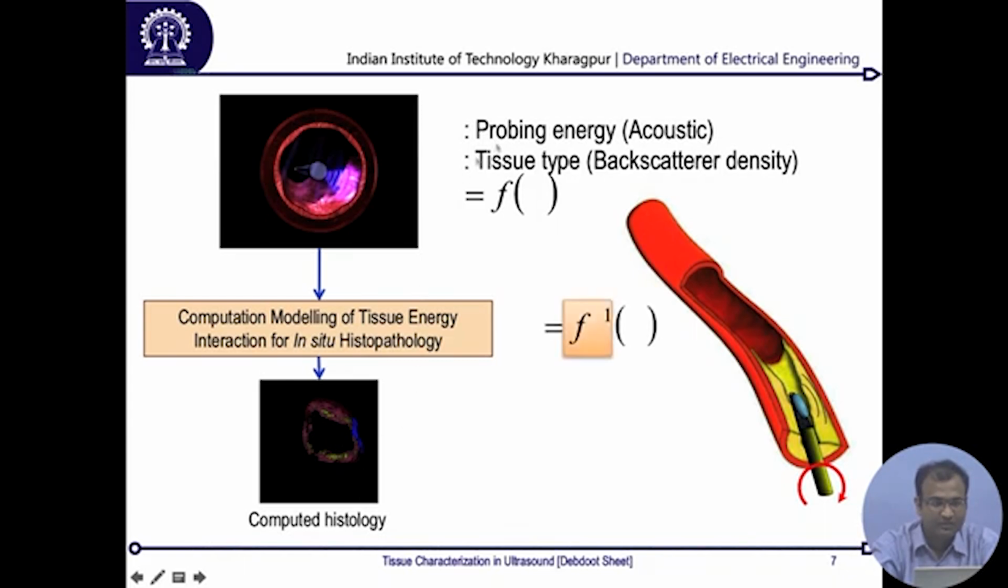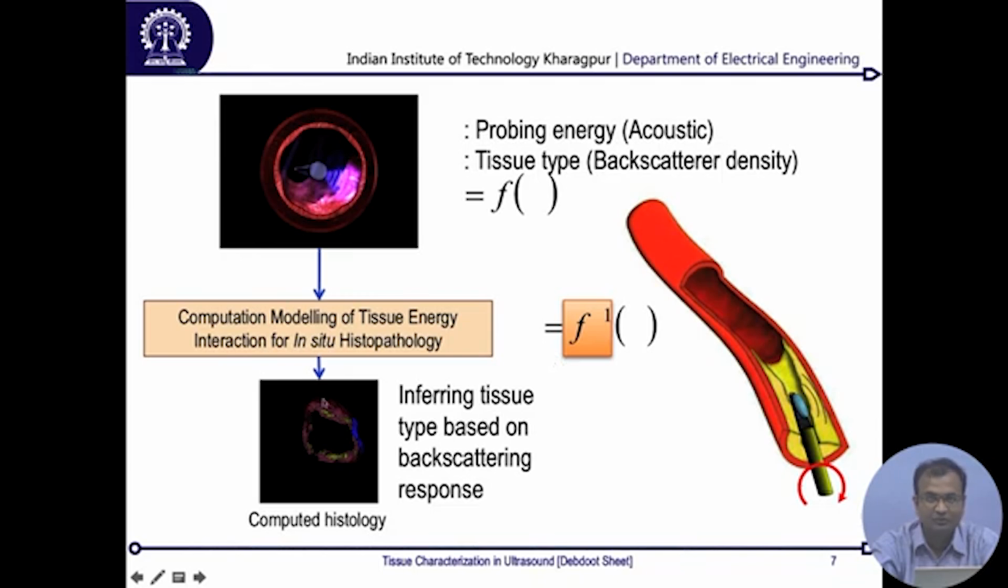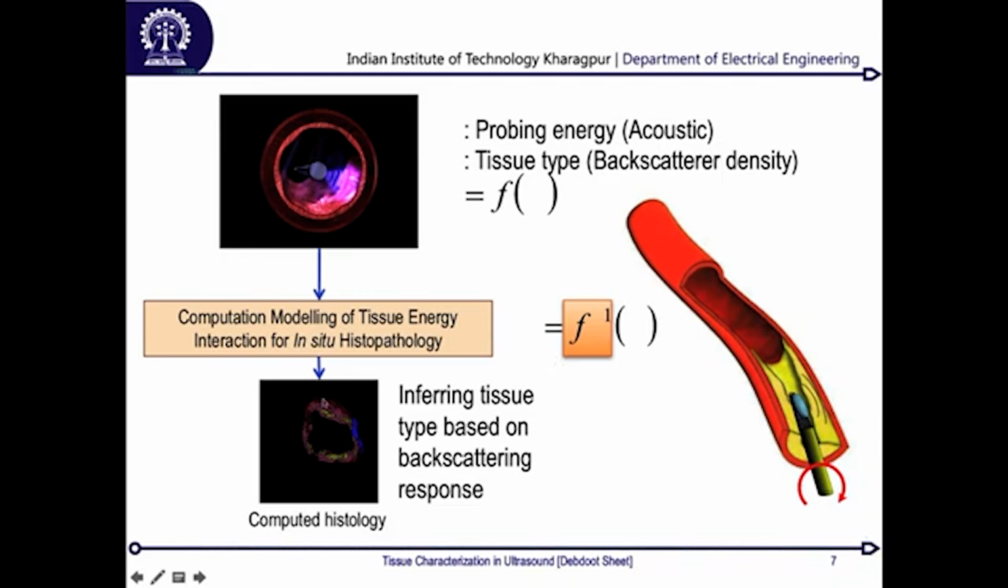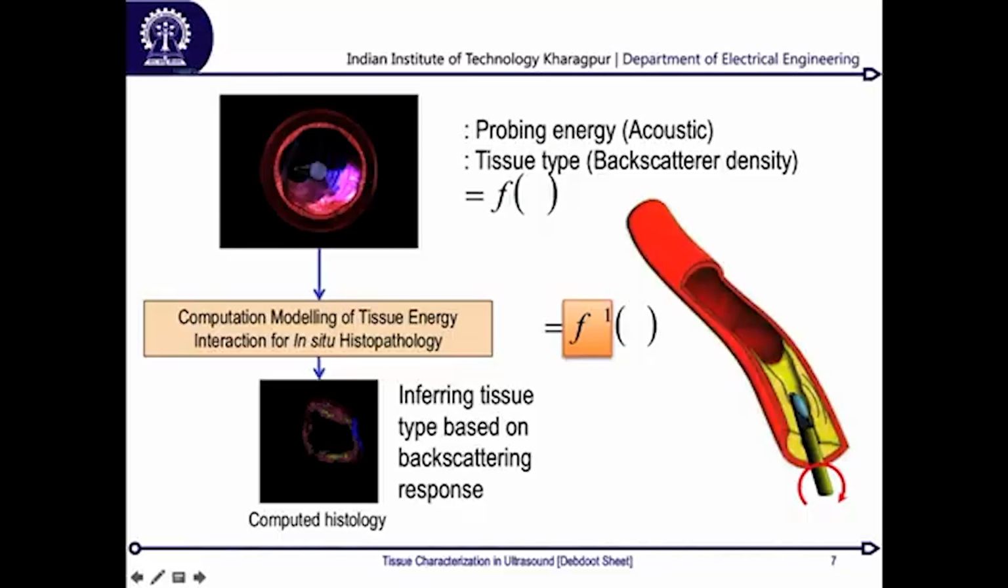So over here my forward function will be this acoustic energy and the tissue backscattering density. Now I need to find some way of inverting this whole function such that on this inversion I am able to get this sort of a map coming down. So this, in essence, is what tissue characterization is mathematically defined as, and that is what we try to solve.